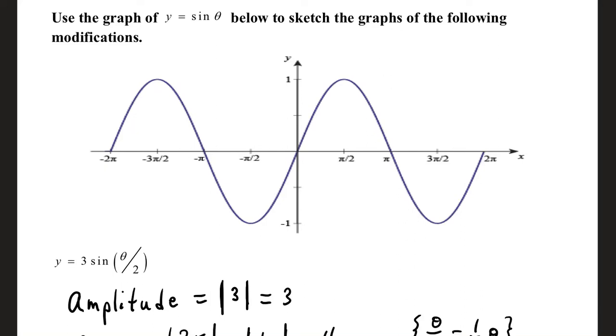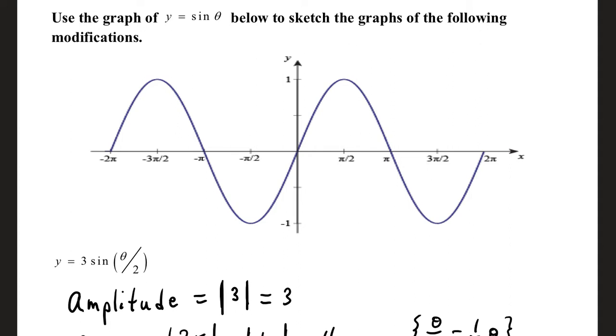Use the graph of y equals sine theta below to sketch the graphs of the following modifications. In the previous video, we discussed amplitude and period quite extensively. We're going to keep on with that. We also talked about vertical translation. The part we didn't get to is phase shift, and that'll be towards the end of the video.